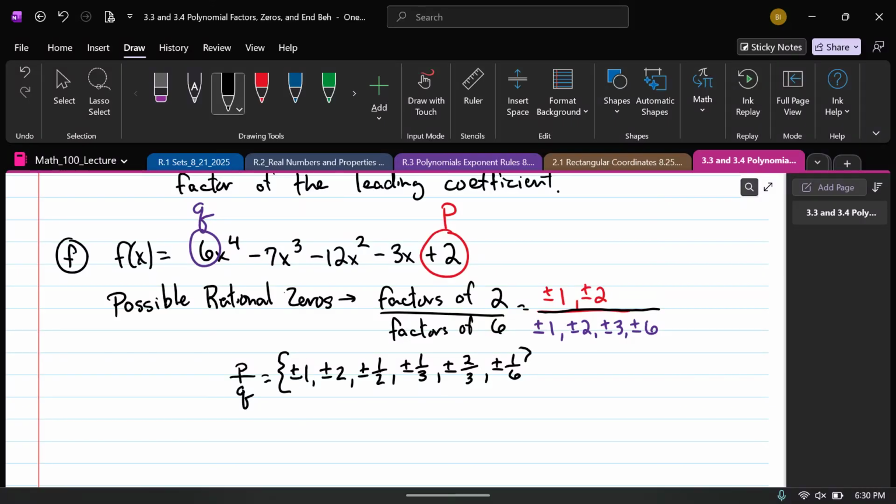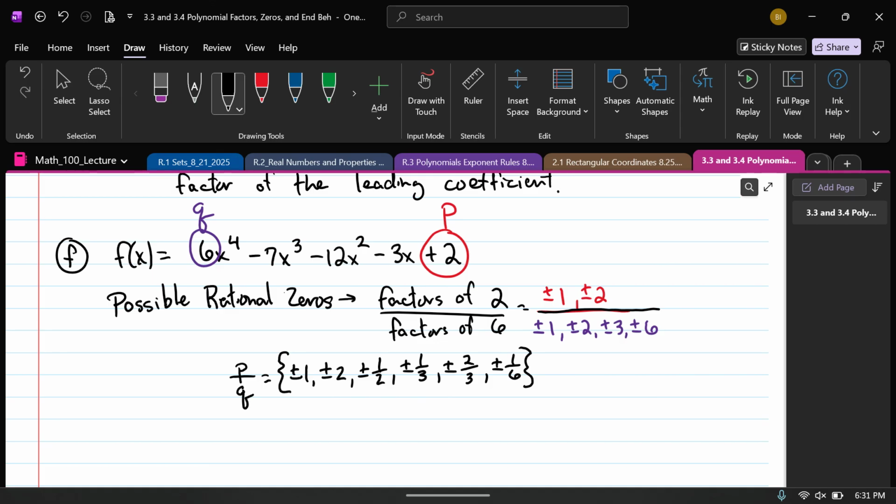This is the list of the possible rational zeros. So I've taken my possible zeros from every number in the world down to a list of 12 numbers. If it has a rational zero, it has to be one of these 12. That's what the rational zero theorem does for us. Now, we've narrowed it down to one of these numbers. Or it may be more than one of these numbers. I don't know. We haven't worked it out yet.